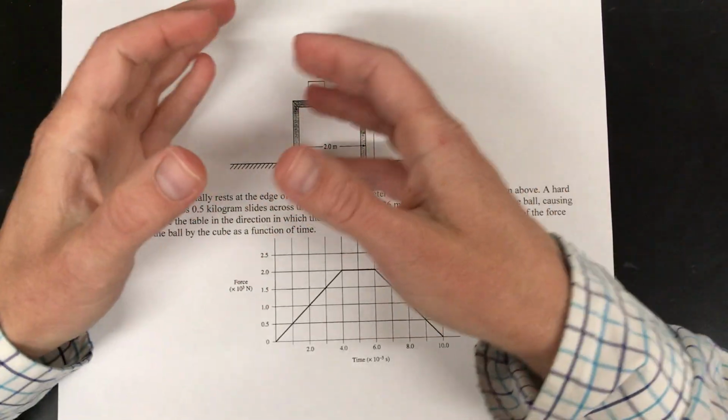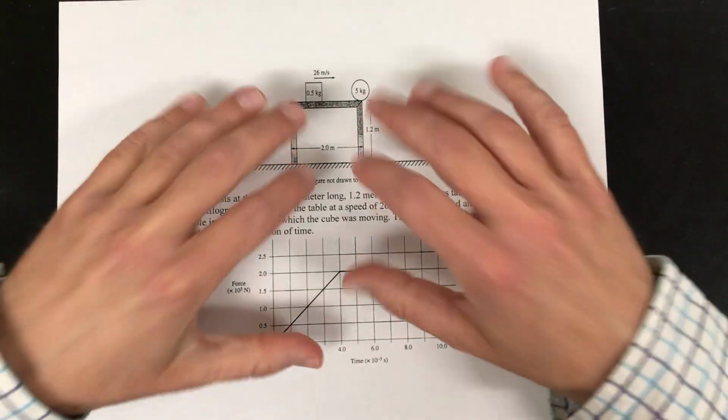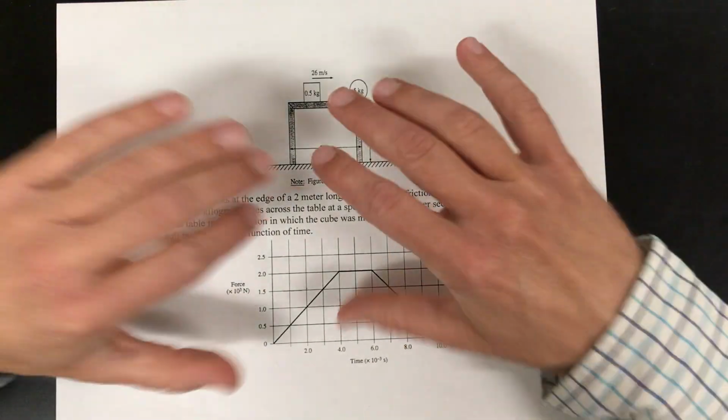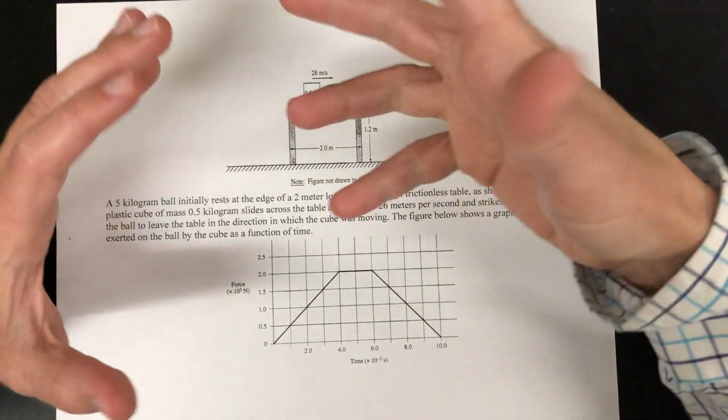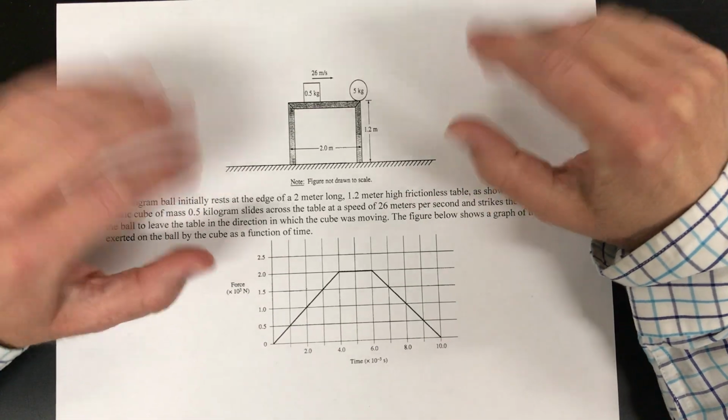Hey everybody, this is an AP Physics C question from 1995. It's got a lot of good conservation of momentum and a little bit of horizontal projectile problems thrown in there. So let's go ahead and look at this.